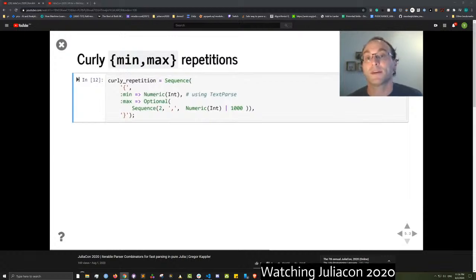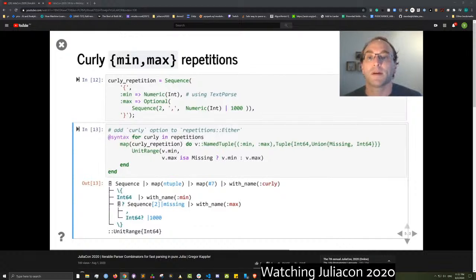Custom repetitions are in curly braces, with a minimum number of repetitions as a text parse numeric, followed optionally by a maximum number of repetitions: a comma, and maybe a second numeric. If the comma is missing, max is missing the value. If the max number is missing, it defaults to 1,000. The result type is a named tuple with min and max values.